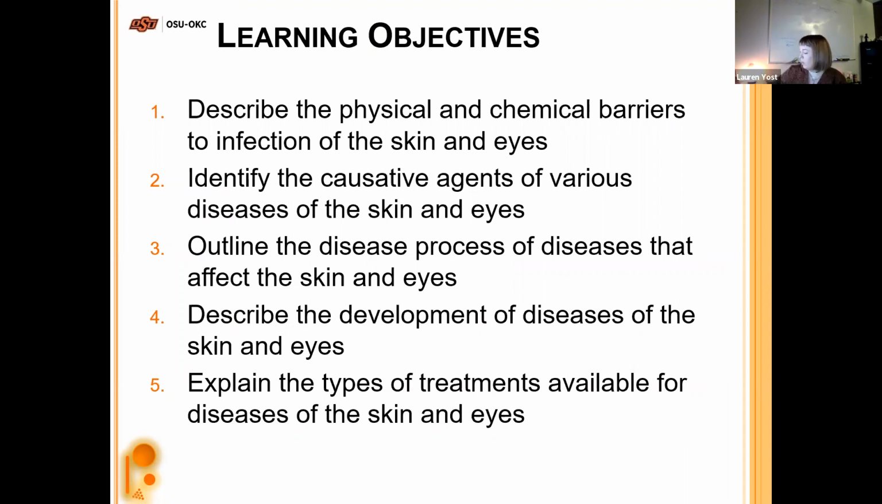In this chapter, and in all of the chapters, we're going to be covering these objectives for the specific organ systems involved. I'm not necessarily going to go over this every single time, but what we'll be doing is describing the physical and chemical barriers to infection in the organ system we're looking at, the causative agents of disease in those organ systems, the disease process, how the diseases develop, as well as treatments that may or may not be available. In this case, skin and eyes.